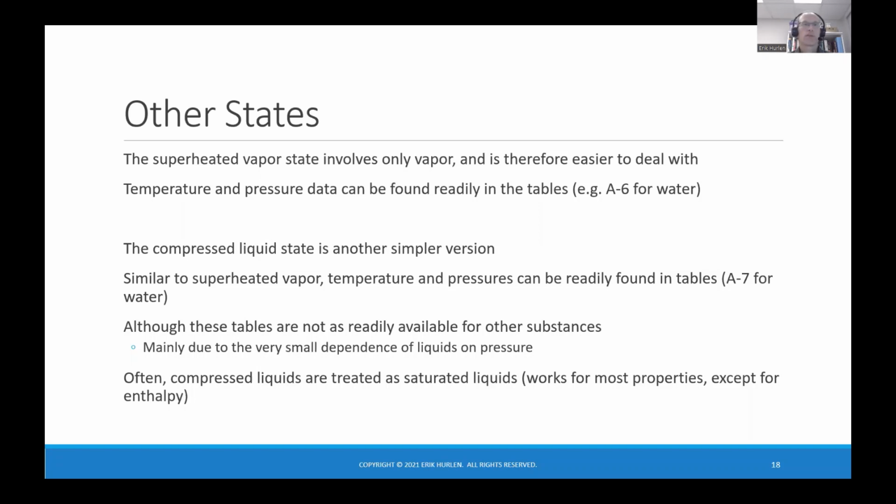Compressed liquids are also sometimes treated as saturated liquids. This is made possible due to the smaller dependence of liquids on pressure. So as long as the pressure is not very high or very low, it can be approximated as the saturation pressure, and the saturated liquid values can be used. This is a decent approximation for everything except enthalpy, which does depend heavily on pressure based on its definition.